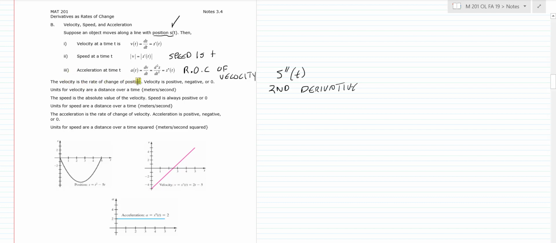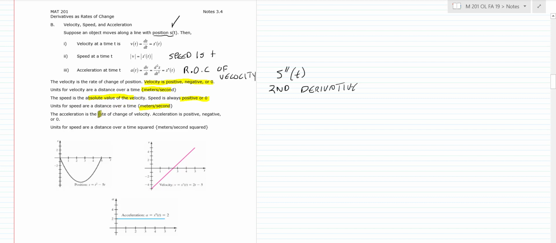The velocity is a rate of change in position. Velocity can be positive, negative, or 0. The units are distance over time. Meters per second is a good example. The speed is the absolute value of velocity, so the speed is always positive or 0, could be 0. And the units would be, again, distance over time.